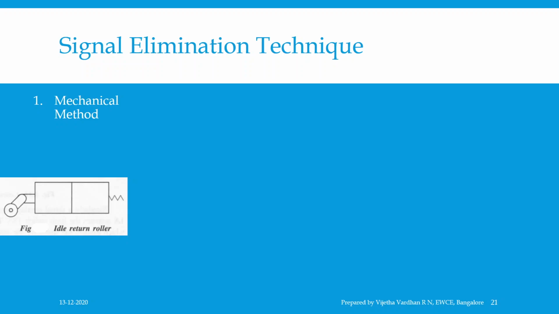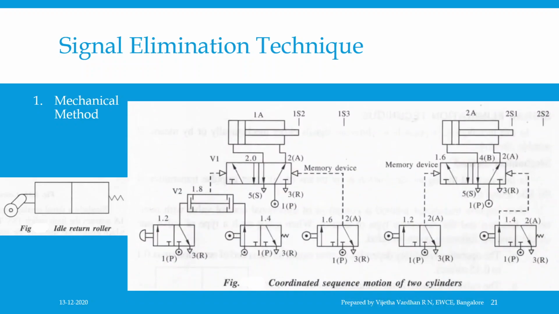Let us understand this more clearly with an example. Consider a coordinated motion of two cylinders. The sequence of motion of the cylinders is as follows. Step 1, cylinder 1A extends. Step 2, cylinder 2A extends. Step 3, cylinder 1A retracts. Step 4, cylinder 2A also retracts. And step 5 is going to the initial position. Now signal overlap occurs in steps 1 and 3.